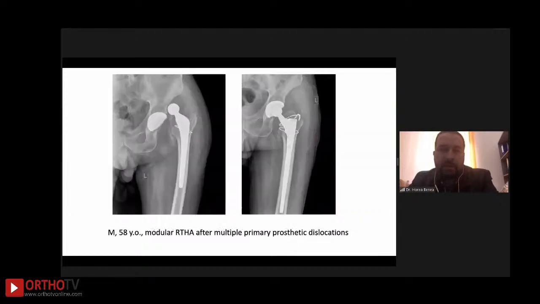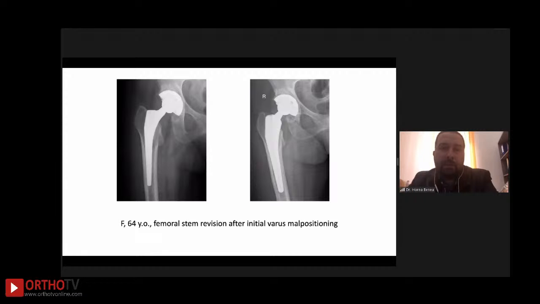Then another case, this time in dislocations: a 58-year-old male with a revision after multiple dislocations. We just revised the stem, putting in a stem with distal loading and changing the version. Another woman got a primary implant with a slight malpositioning of the stem, but she was very unhappy and complained of pain in the hip. After analyzing the position of the components, we decided to change only the stem and put another type of stem with a better positioning, and she was very well after that.